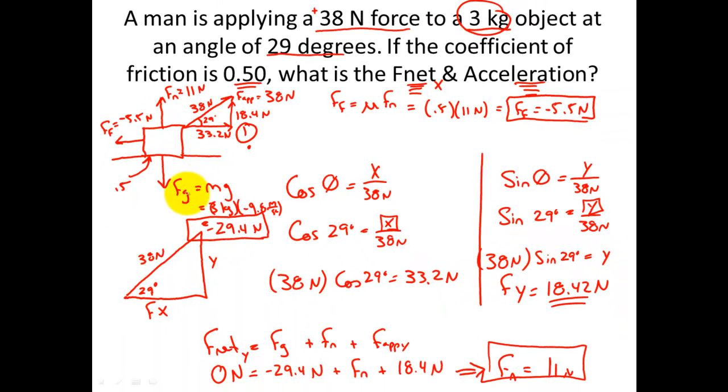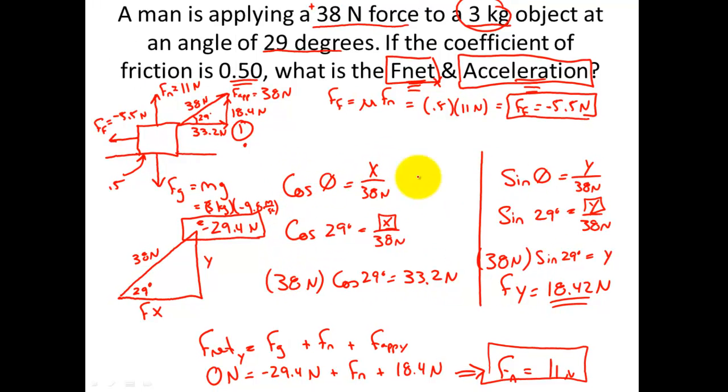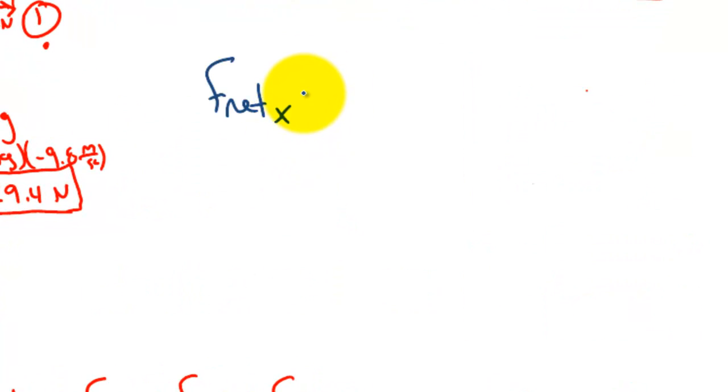Now we've calculated every single force here. We found gravity is equal to 29.4. We found the normal force is equal to 11 newtons. Force of friction is negative 5.5. The last thing we need to do is solve for the net force and also the acceleration. Now I know this is getting a little crowded here, so why don't we start off by erasing some of the stuff that maybe we don't need, and I'm going to start off by erasing the sine and cosine.